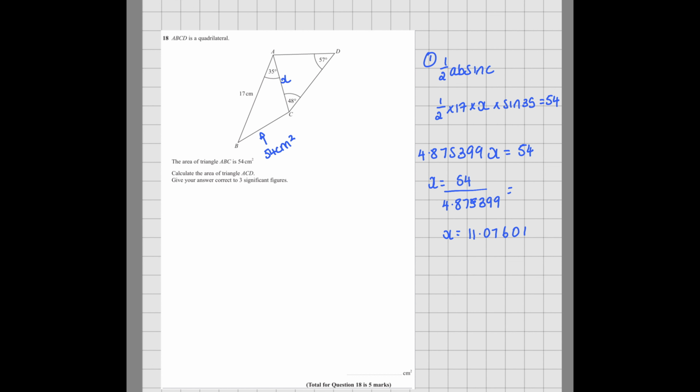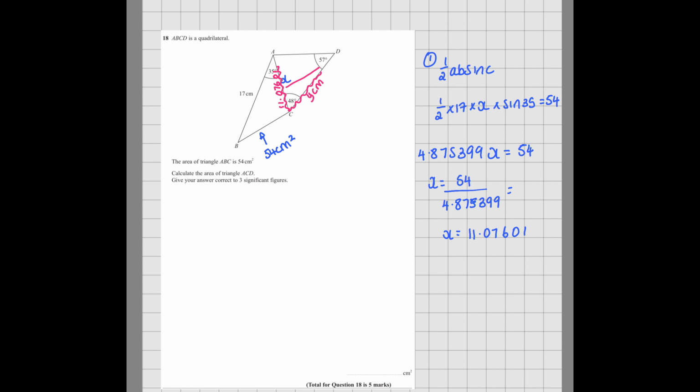Right, now that we have that and we want to work out the area of our triangle, well, we want to use a half ab sine C again, but we don't have an angle that's sandwiched between two sides. I know that this side here now is 11.07601. I know that goes with that, but I also need another side, which makes my angle sandwiched between two sides. Now, I would go for working out this side here. I would label it y, because then I've got 48 and it's sandwiched between these two sides.